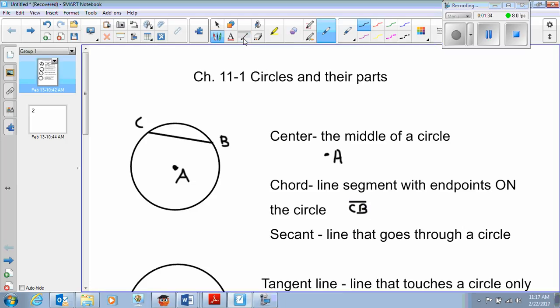And then like a chord, but a little bit different, we get to what we would call a secant line. A secant line starts outside of a circle, and it's a line that goes through the circle and touches it twice. See the difference between this chord here that starts and stops on the circle and this secant line that passes through the circle and touches it twice. We'll just call this secant line DE. So there's a little bit of a difference between a chord and the secant line, but definitely some similarities.